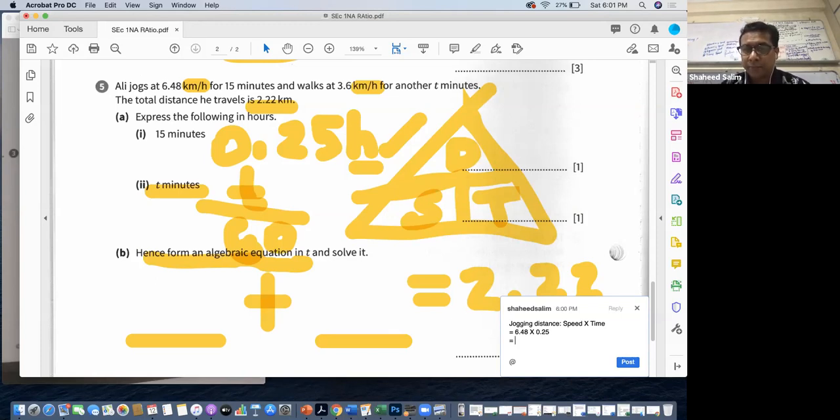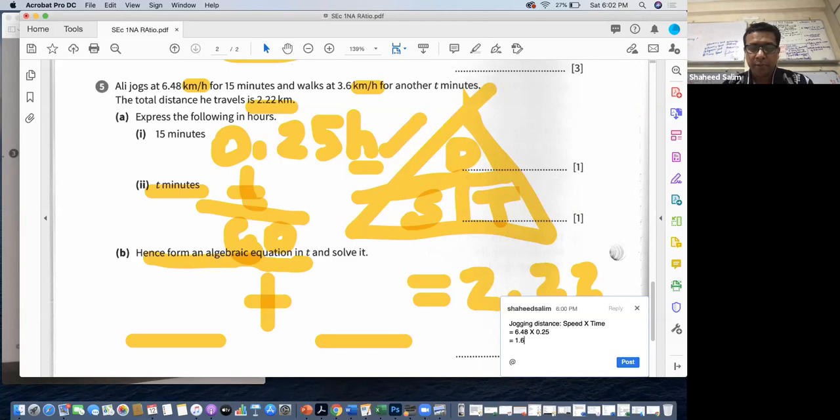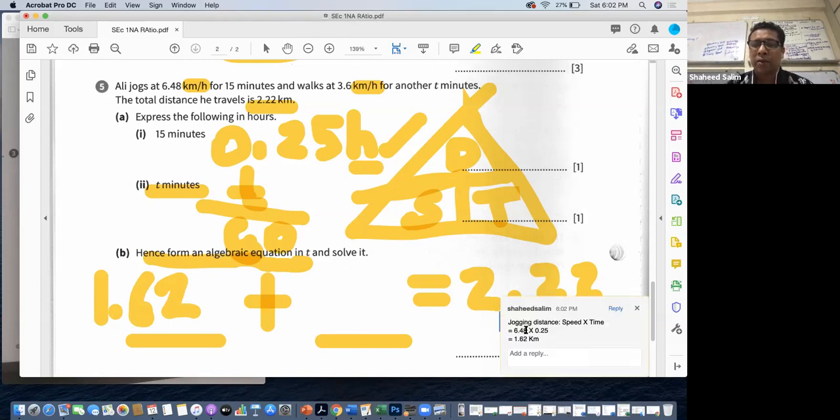Okay, I got the answer. I tell you my answer, you tell me. 1.62, right? 1.62 is the answer. Well done. In km. So your first one down here is 1.62. 1.62 plus blank equals to this. So now let us find what is the walking distance.